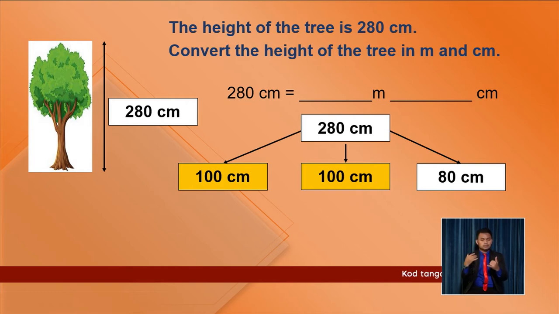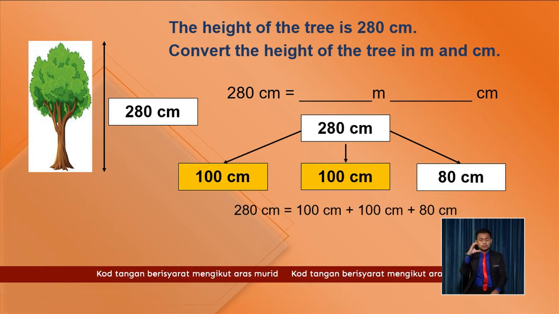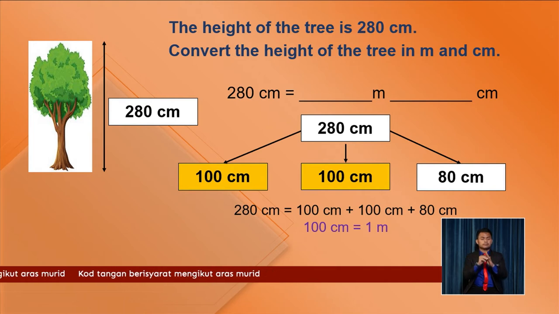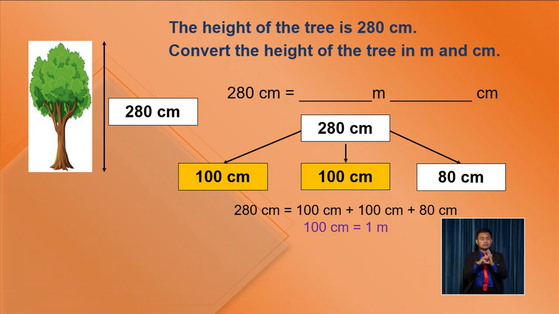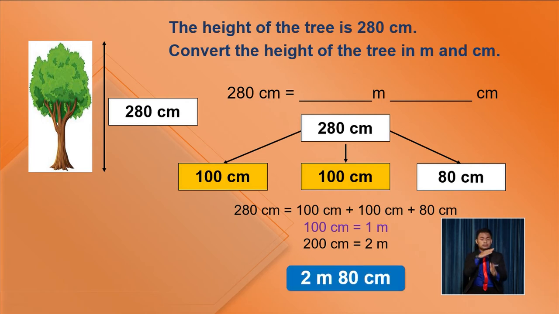Now we can write down the following. 280 centimeters equal to 100 centimeters plus 100 centimeters plus 80 centimeters. We have learned that 100 centimeters is equal to 1 meter. So, now 200 centimeters is equal to 2 meters. We have to state the answer in meter and centimeter. Remember? So, the final answer will be 2 meters and 80 centimeters.